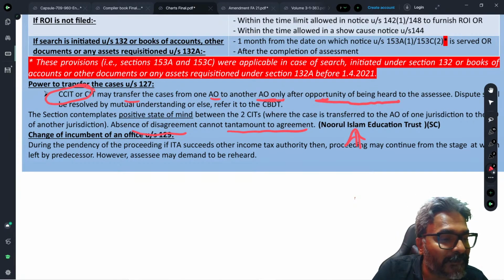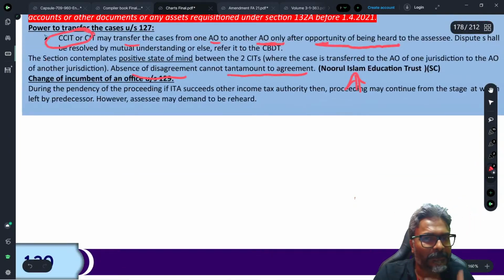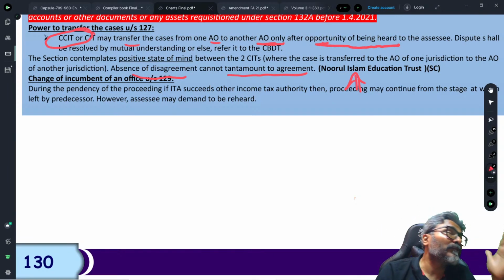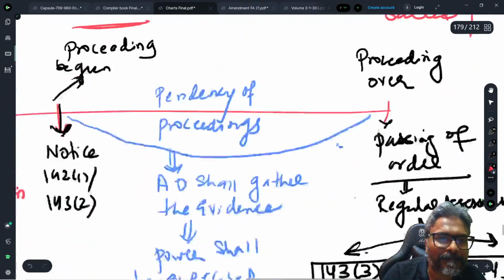He has to positively accept such transfer. This is what needs to be looked upon, students. So that is what it is. So the CIT, does he have the power to transfer the case from one AO to another AO? And the answer is yes, subject to the following procedures.